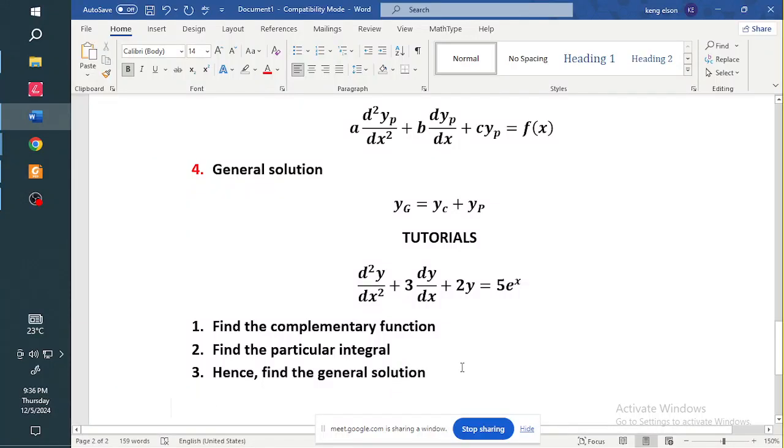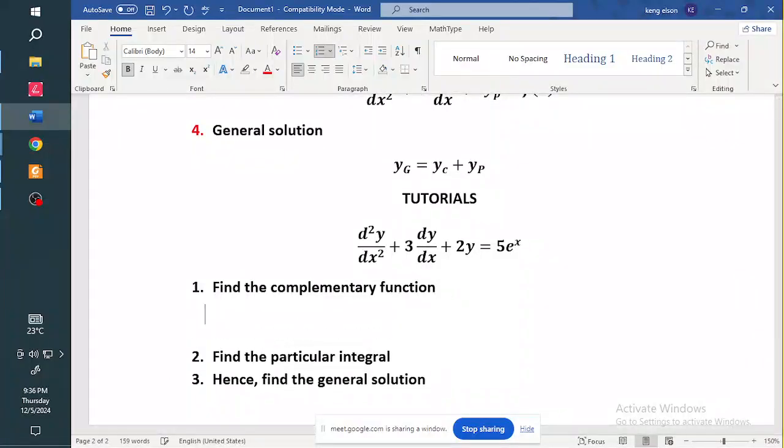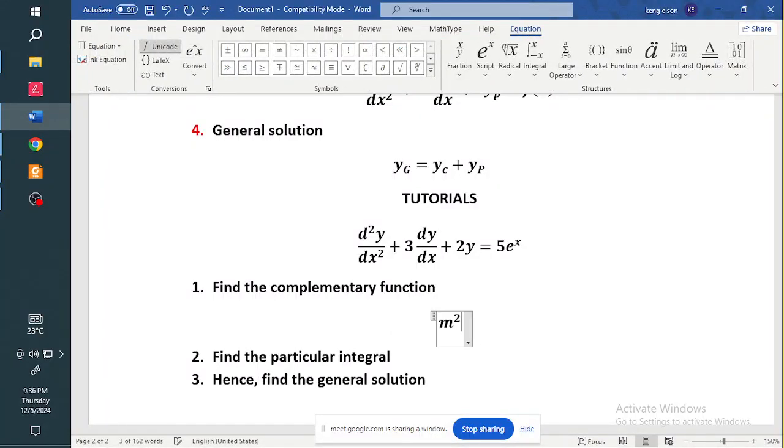Okay, so to find a complementary function, we must start by solving the auxiliary equation. And our auxiliary equation in this case is going to be m squared plus 3m plus 2 equal to 0. Now, we don't even need to find a discriminant, or we can still find it, but most importantly, we need to find the values of m.